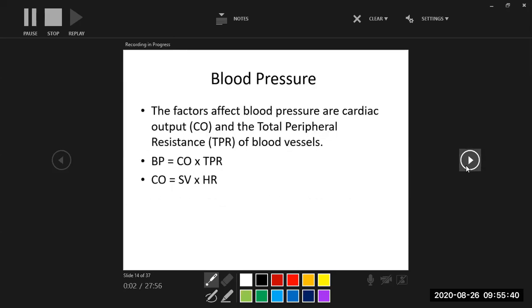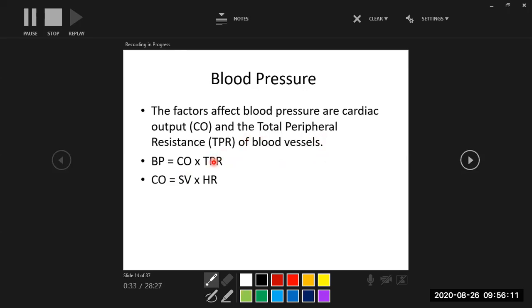So what is the blood pressure? We can break down the blood pressure into two major factors. One is the cardiac output. The other one is the total peripheral resistance. And so you need to know this equation. BP, the blood pressure, equals CO, cardiac output, times TPR, total peripheral resistance.